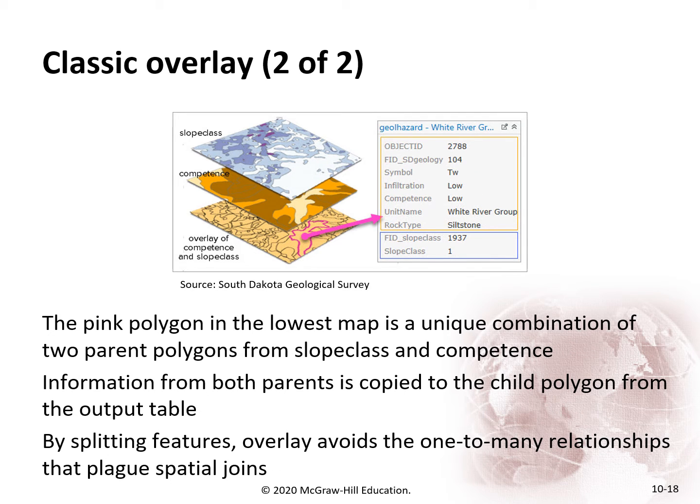And you get that pink one down there at the bottom, that polygon. It's a combination of the 2 polygons above and has all the information from both of them because it splits features and it basically avoids one-to-manys and makes everything become a one-to-one.